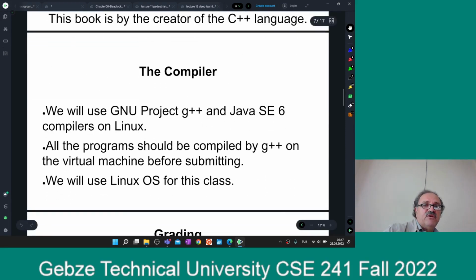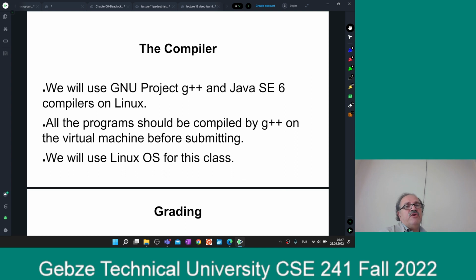For the compiler, we are going to use the G++ compiler and Java Standard Edition compilers on Linux, okay? This course will be on Linux only. Whatever you do, you are going to write it on Unix and compile it on Unix, and you are going to submit your homeworks after that. We are going to compile your homeworks on our Linux machines, okay?